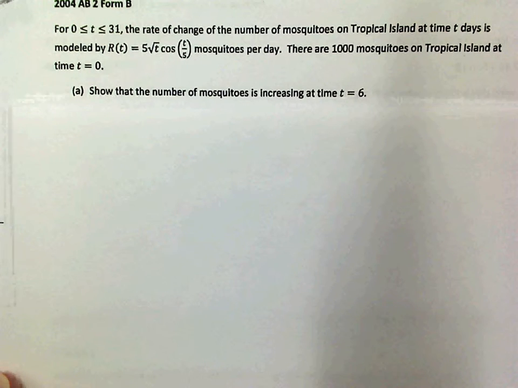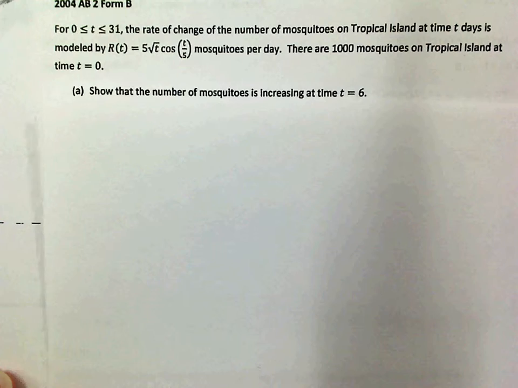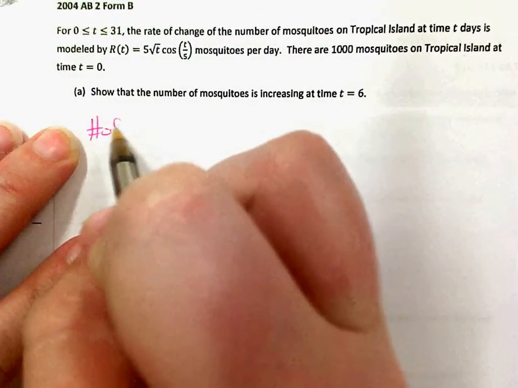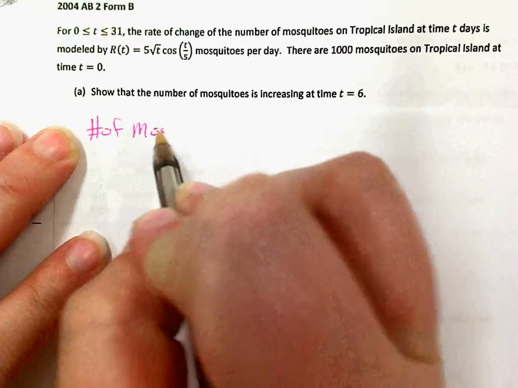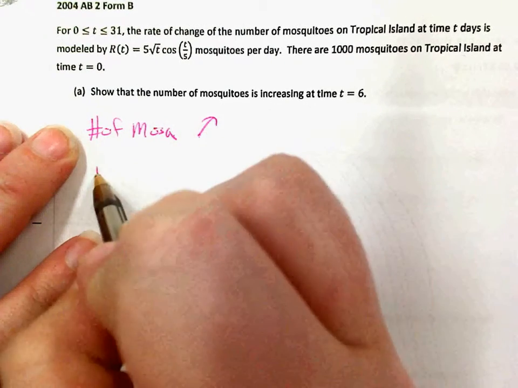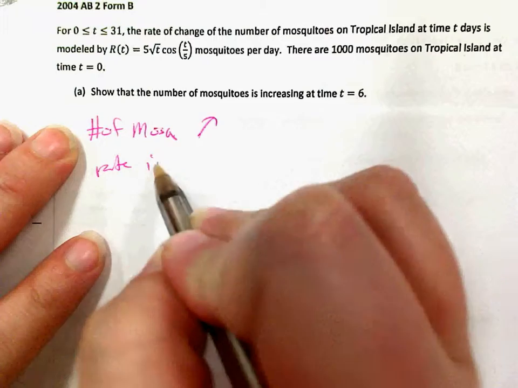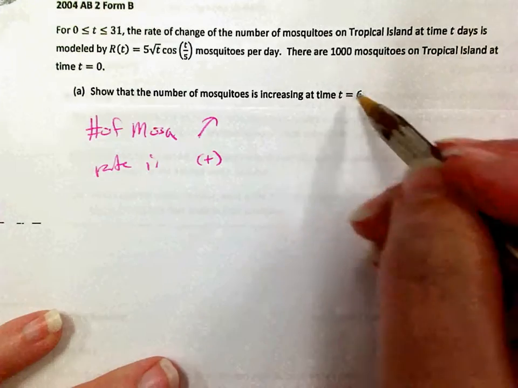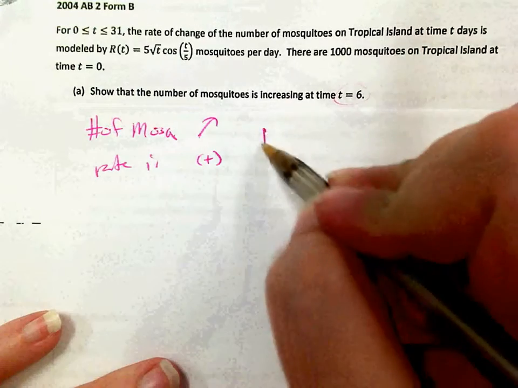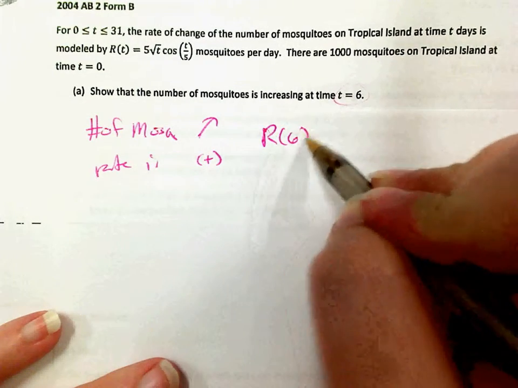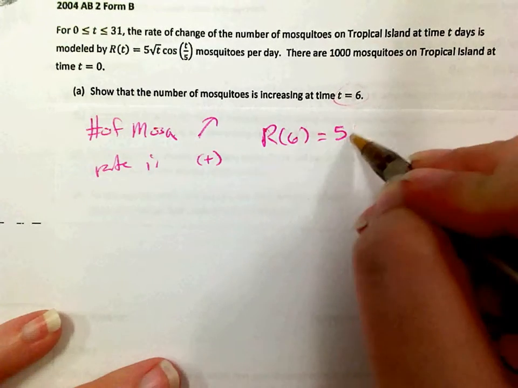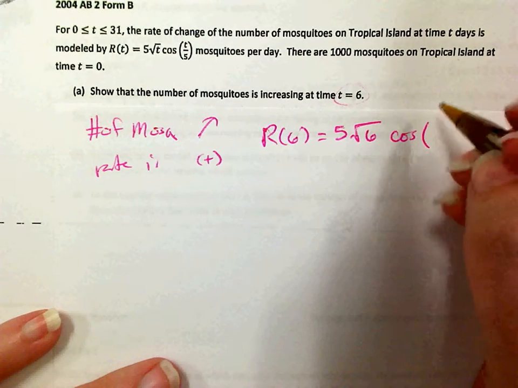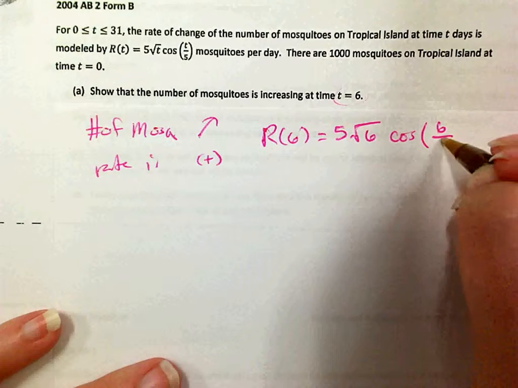How do I know that the number is increasing? So the number of mosquitoes is increasing if the rate is positive. So don't I just need to find the rate at time 6? Okay, so I need to find R of 6, which is 5 square roots of 6 cosine of 6 over 5. Now this is a calculator question, so I would type that in.